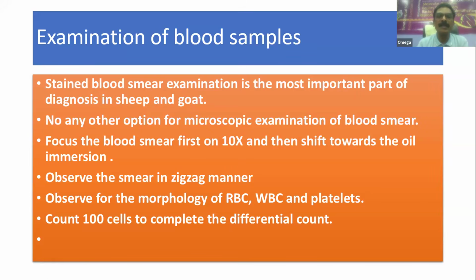Focus the blood smear first on 10x, then go for oil immersion or 100x. Observe the smears in a zigzag manner. Observe the morphology of RBC, WBC, and platelets. Count 100 cells and complete the differential count. So DLC should be completed by counting 100 cells. Then we should go for the specific conclusions of the particular blood sample.